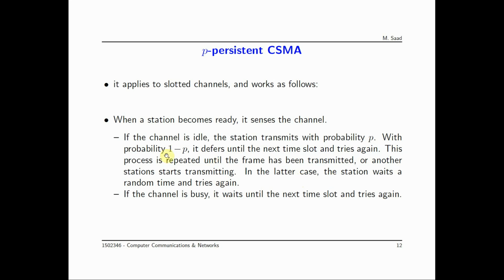until the station eventually transmits, because the probability test has succeeded, or maybe someone else has captured the channel. So when the station waits until the next time slot and then senses the channel, it will find the channel busy. In that case, the station will wait for random time and then it will try again. I hope you understood P persistent CSMA.